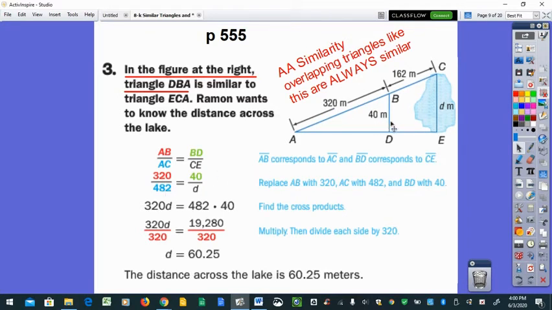Now I'm going to go back to this smaller triangle, and I'm going to take the BD, which is 40, and it would match up with the D on the other side. And now I've got my proportion. I'm going to take the cross products. 320 times D equals 482 times 40. Multiply these in the calculator to get 19,280, and then solve the equation by dividing by 320. And the distance across that lake would be 60.25 meters. So if you want to measure across water or something that you can't measure across, as long as you can do some of these measurements on land, you can figure out what the distance across the water is.